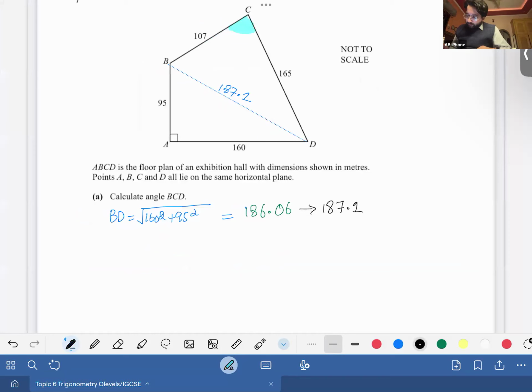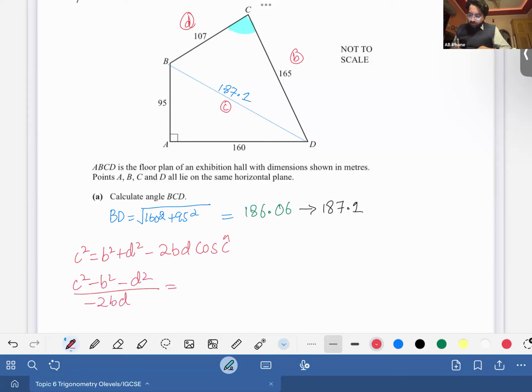Cosine rule banana hai. So we got the idea, Vadan, that this is small c, this is small b, and this is small d. तो स्मॉल c के लिए कोसाइन रूल बनाना है. सो c स्क्वायर इज इक्वल टू b स्क्वायर प्लस d स्क्वायर माइनस 2bd cos ऑफ c. वदान वन गो में सब्जेक्ट मेकिंग कर रहा हूँ अभी. c स्क्वायर माइनस b स्क्वायर माइनस d स्क्वायर डिवाइडेड बाय माइनस 2bd इज इक्वल टू cos c.